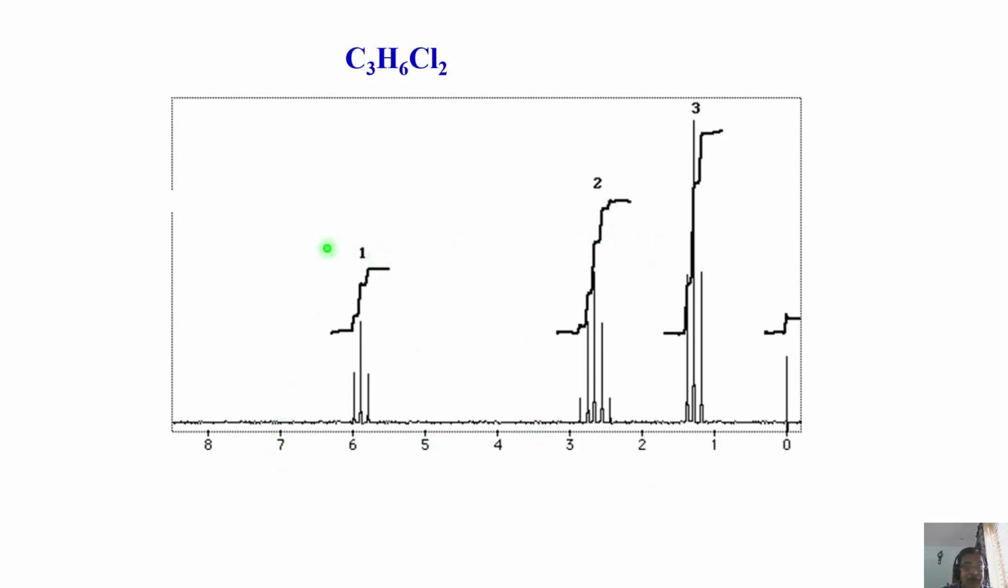And there is one group which is a triplet. But again, the intensity ratio is 1:2:3. Interesting. This also looks like an ethyl alcohol spectrum, but unfortunately, it is not ethyl alcohol because the formula given is different. Now, how do you understand this? This is 1 proton, 2 protons, and 3 protons. And this is the formula.